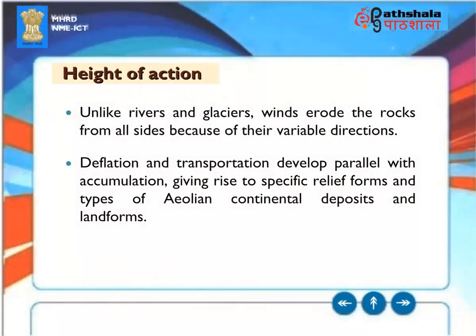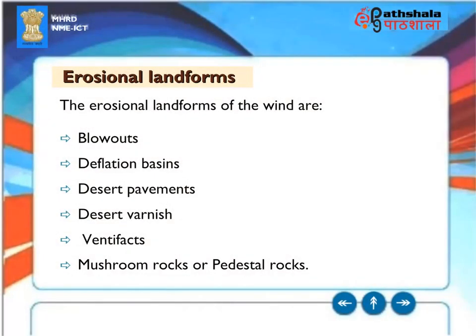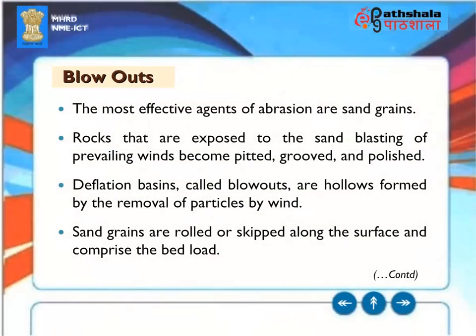Unlike rivers and glaciers, winds erode the rocks from all sides because of their variable directions. Deflation and transportation develop parallel with accumulation, giving rise to specific relief forms and types of Aeolian continental deposits and landforms. Erosional landforms. The erosional landforms of the wind are blowouts, deflation basins, desert pavements, desert varnish, ventifacts, and mushroom rocks or pedestal rocks. Blowouts.